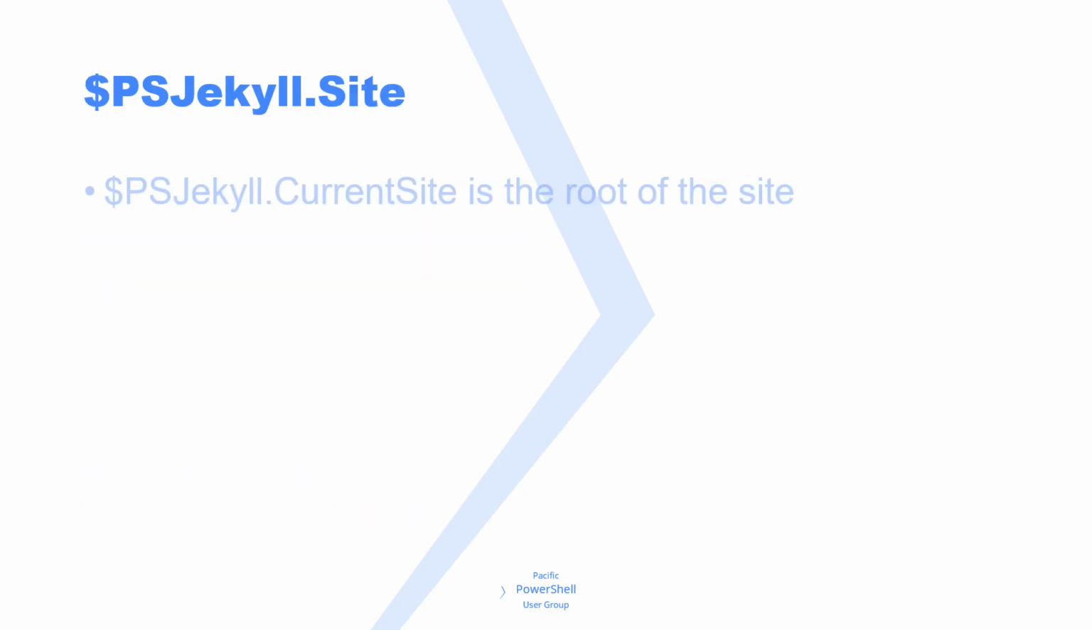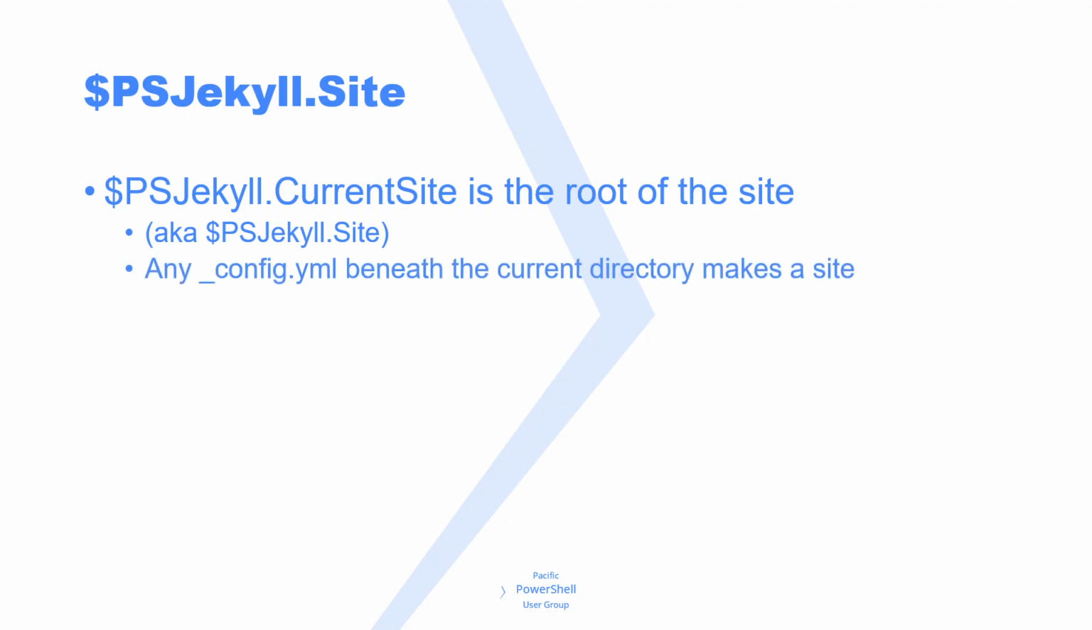Okay. So let's cover the site stuff real quick again. PSJekyll current site is the root of the site. It is alias to PSJekyll site. I will be trying to make this more like how Jekyll's site object works for consistency. That is, I'll try to make it so that it exposes data files underneath and data within the page, but it's not quite there yet.